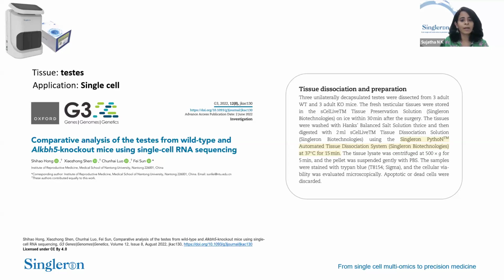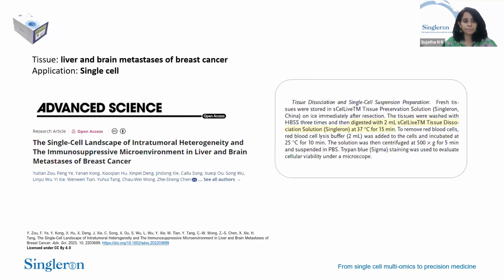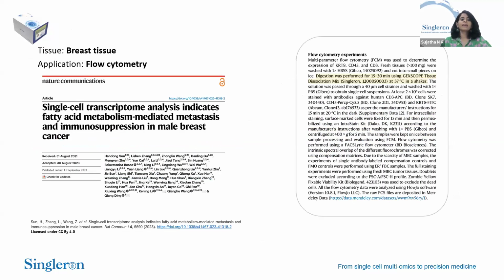Finally, just to showcase some publications using these solutions. Here's a study that used it for mouse testes. The application was to do single cell work, and so they've used Singleron's tissue dissociation products for this. Similarly, this is for liver and brain metastases of breast cancer. The application is again single cell sequencing, and they've used our tissue dissociation. And finally, as mentioned, you can use the product not just for single cell workflow, but also for flow cytometry. So here's a study where breast tissue was dissociated with Singleron products and then used for flow cytometry.